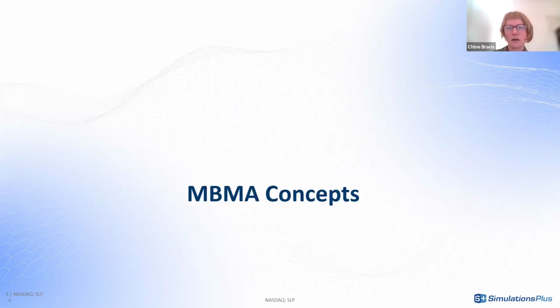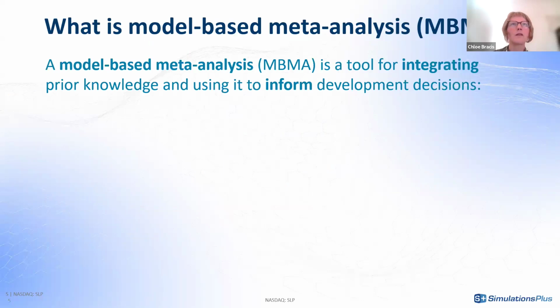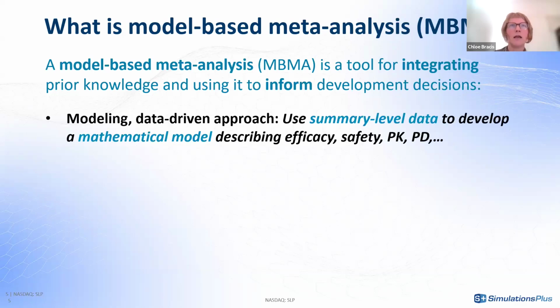So first, I'm going to start by giving a bit more information about MBMA. So what exactly is model-based meta-analysis? It's really a tool for integrating prior knowledge, and this can be used for decision-making. What's important to emphasize is that we're using summary level data. So this would be things like means over studies treatment arms, but with a full mathematical model. So we're not just looking at a single endpoint, but we can actually have a mathematical model to look at things like efficacy, safety, PK, PD.